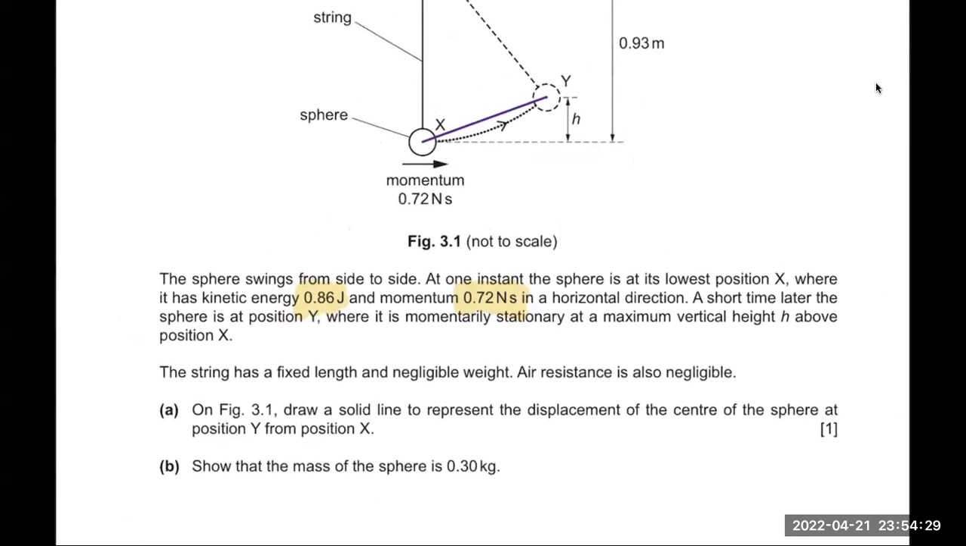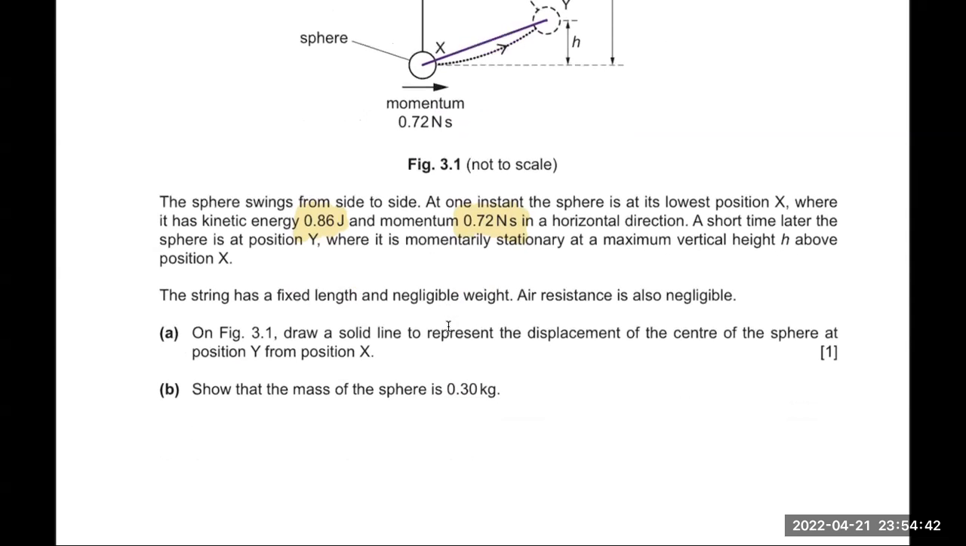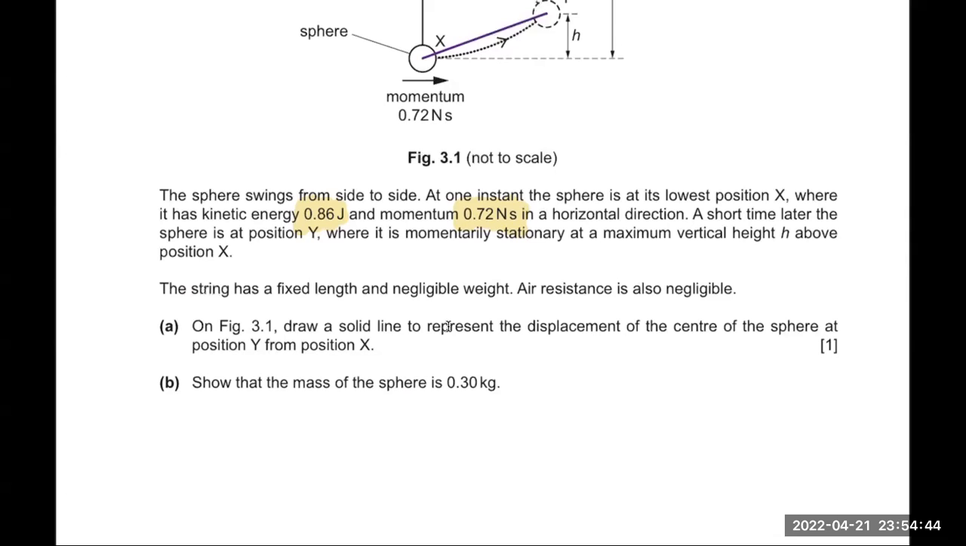Draw a solid line to represent the displacement. That's it, a straight line. We don't need to label it. Part B says, show that the mass of the sphere is 0.3 kilograms.